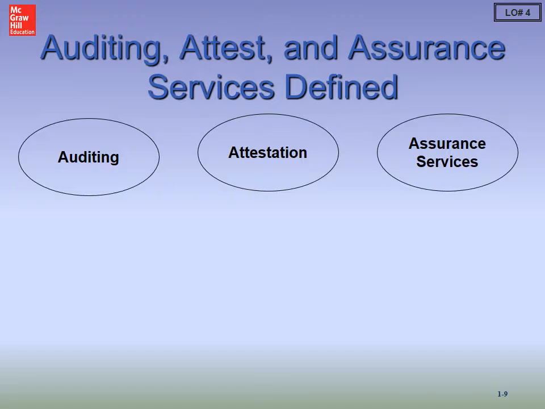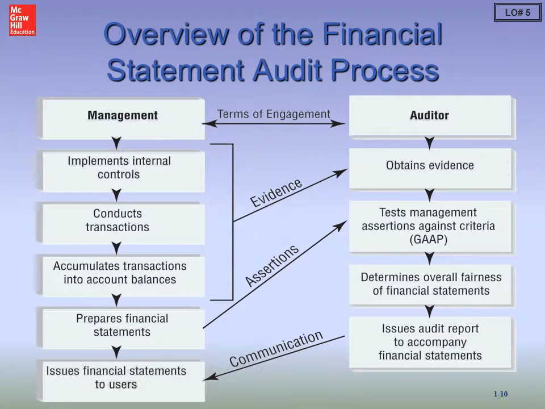Both attestation and auditing are assurances. An audit is considered an attest, in that you are testifying to the financial statements as to their fair presentation. But if you give an assurance on something other than the financial statements, we don't call that an audit. We just call that an attest. So an audit is an attest, but not all attests are audits, because we could attest to things other than the financial statements, and both of these are considered assurance services.